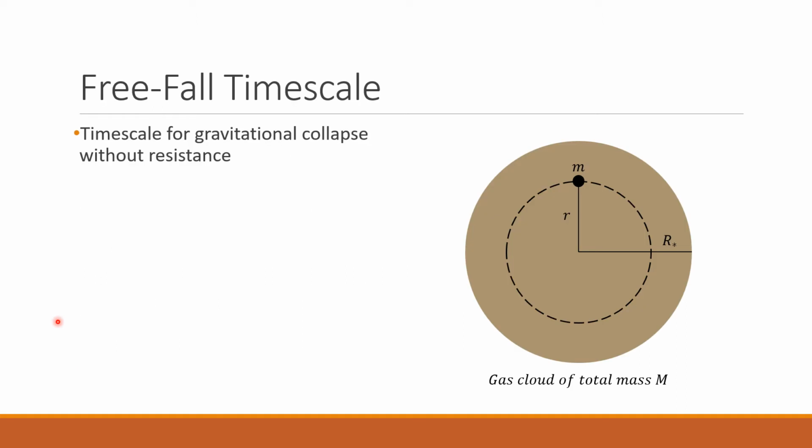To begin, we'll consider the freefall timescale. In this timescale, we're considering a cloud of gas in space that's been shocked or something to collapse. Its collapse will not be fettered by any process, so it's basically just collapsing down to a point and we're getting the time for it. Our cloud of gas has a total mass M and a total radius R star. We are considering a point mass inside of it at some radius little r.